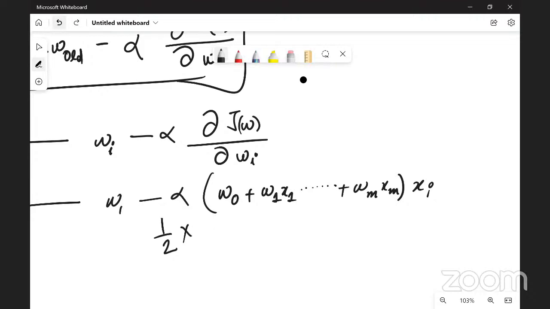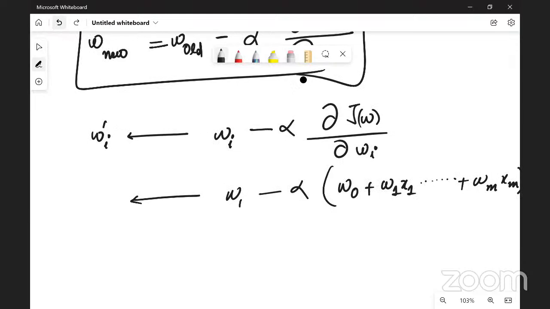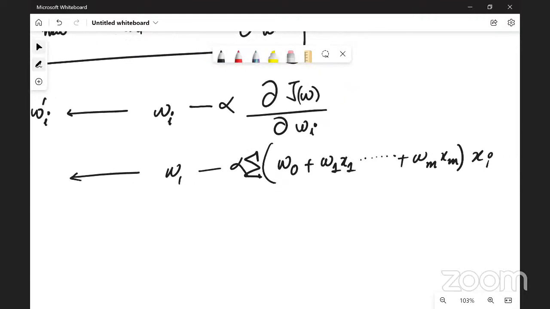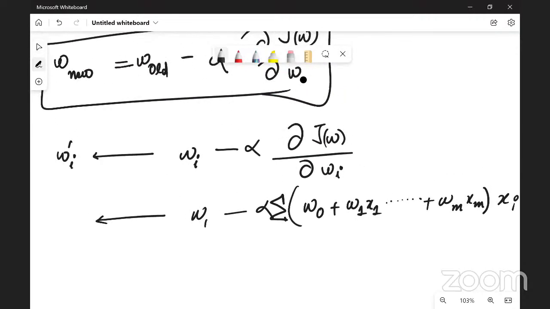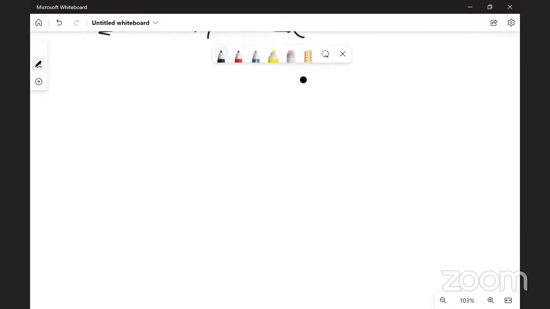Sir, another question. Should we also write summation after alpha? Of course we should, because you want to do it for all the samples, right? W1 minus, yes, sir. Okay. So good point. We definitely should write W when we're talking about individual weights inside the weight vector.